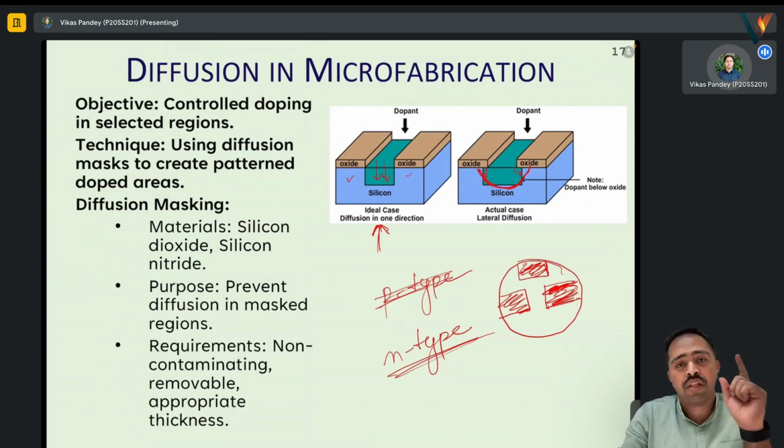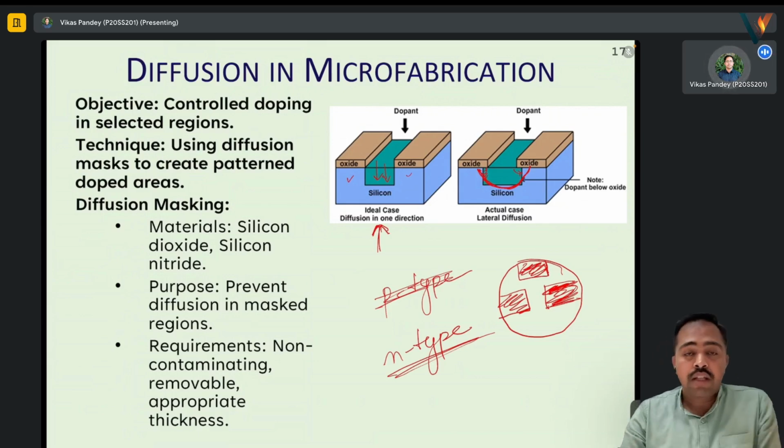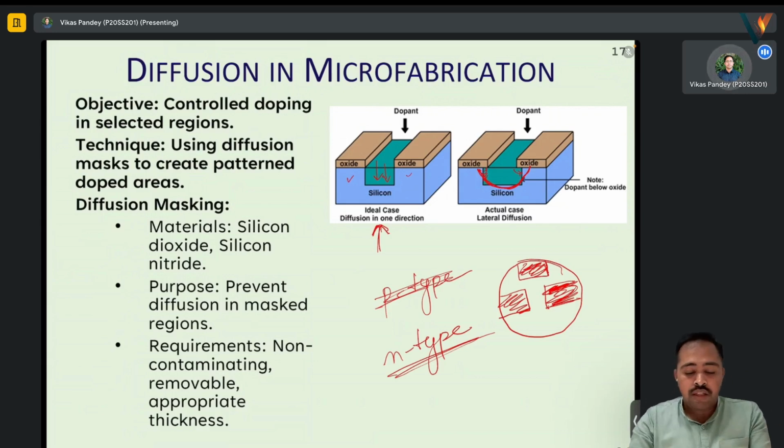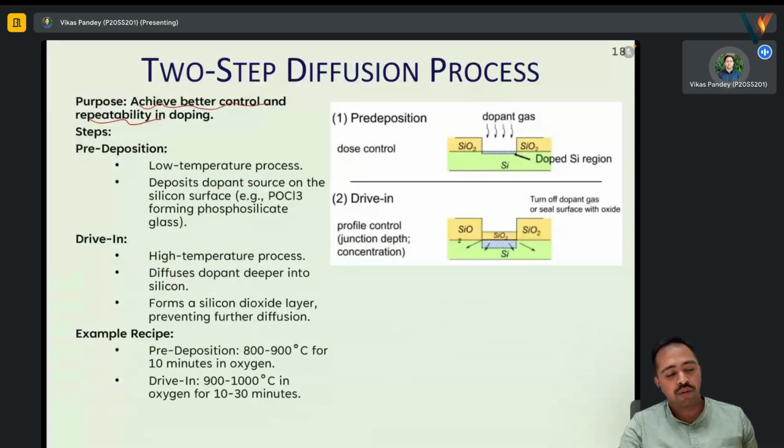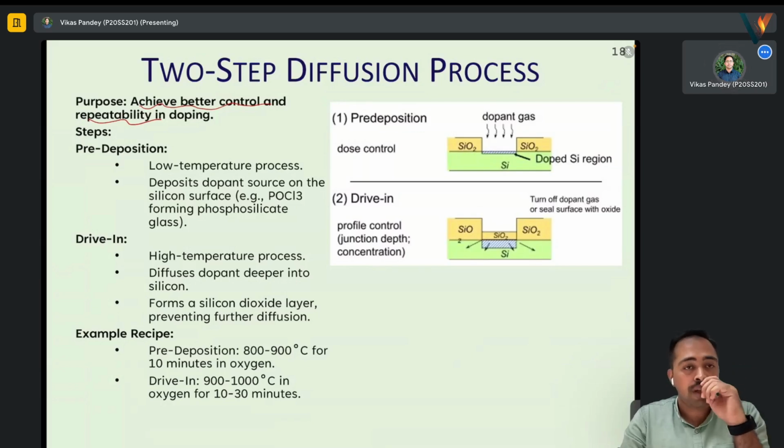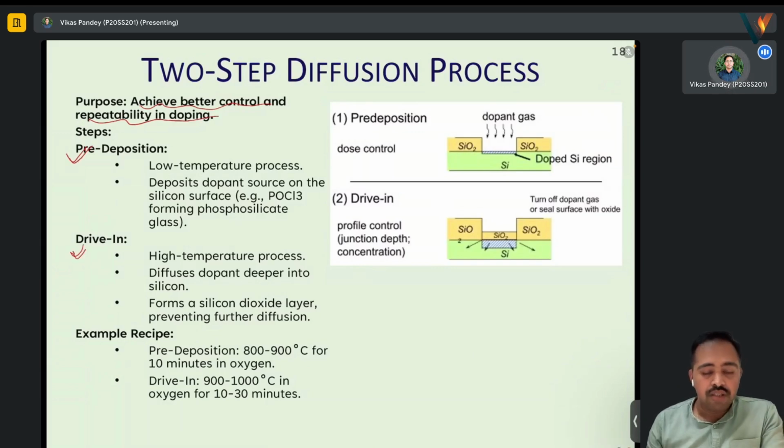Diffusion is mostly done in two steps. Sorry, it is not just done in one go. It is done in a two-step process. Why two steps? To achieve better control and repeatability in doping. It is not that today we are doing this at one parameter, and the next day it is being done at some other parameter, and the same parameter does not give the same result. It should not happen, right? So we are doing it in a better controlled way. So two steps are there. First one is pre-deposition. Second one is drive-in.